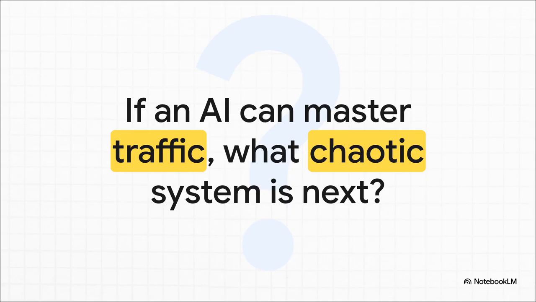It's this incredible dance of seeing, thinking, acting, and then learning from the past. And it really leaves you with a pretty massive question, doesn't it? If this kind of AI can learn to untangle a city's traffic, what's the next chaotic system it's going to master? Think about logistics or financial markets or even our climate.